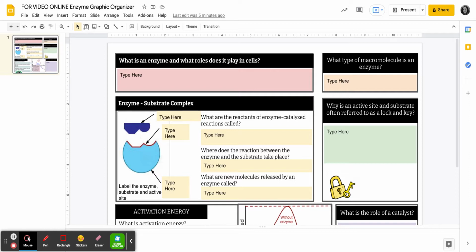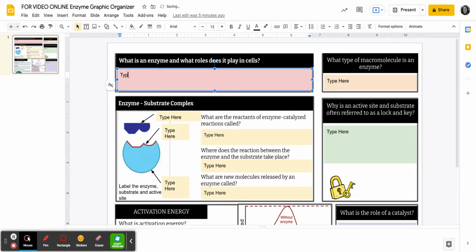So first thing we're going to do is talk about what is an enzyme and what role does it play in cells. Well, an enzyme is a type of protein, okay? So an enzyme is a protein that speeds up chemical reactions. So how specifically does it speed up chemical reactions? Well, it speeds up chemical reactions by lowering the activation energy of that reaction.